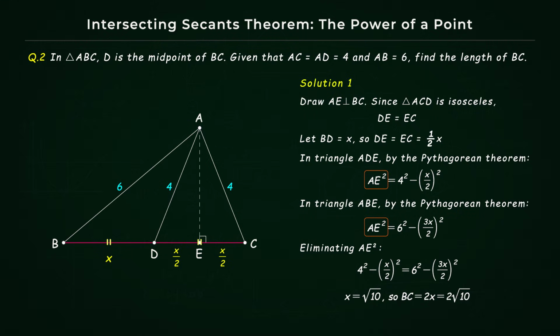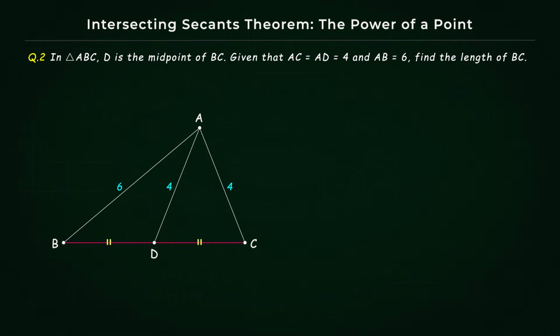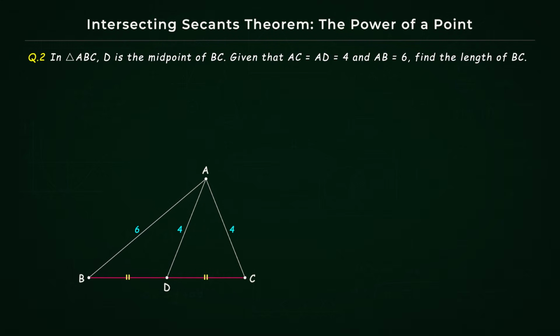Now, let's see how the intersecting secants theorem gives us a rather unexpected way to solve it. First, we need a circle to use the intersecting secants theorem. So where is our circle? Here, AC and AD are equal. By the definition of a circle, we can draw a circle centered at A with radius AC, which is also equal to AD. Therefore, both C and D must lie on this circle.